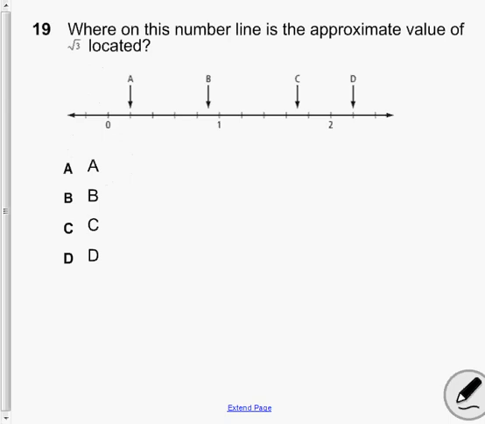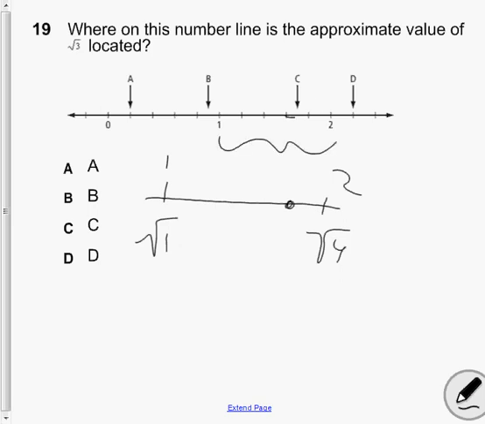19, where would the square root of 3 be located? Well, the square root of 1 on this number line is 1, and the square root of 4 is 2. So the square root of 3 would be somewhere between 1 and 2, and the only numbers between 1 and 2 is this one, which means C is your answer.